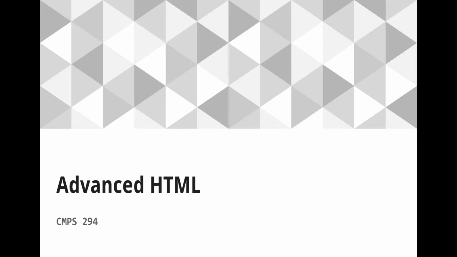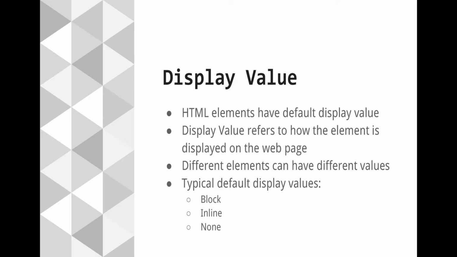So again, advanced HTML, take one. Let's talk about the display value of certain elements. HTML elements have different default display values based on what type of elements they are. When we talk about display value, we think about how the element is displayed on the web page, whether it's displayed by itself separately, inline, or not at all. We have three main default display values: block, inline, and then none. So let's go ahead and go through it.